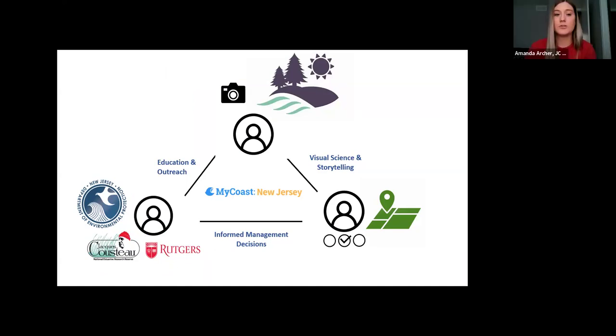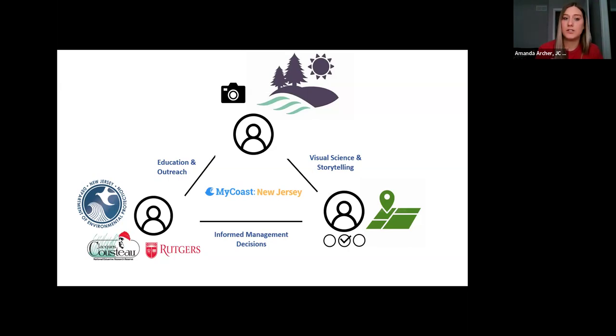Perfect. So this is a graphic I put together to help explain the framework behind MyCoast. And so at the top of this graph, we have our citizen scientists or community members across the state that capture photos or tell stories based on their location. And as we all know, a simple photo can tell 1,000 words. So it tells us what the story is in that particular location. And then we have data linked to add to that story and explain some of the things that we're seeing.